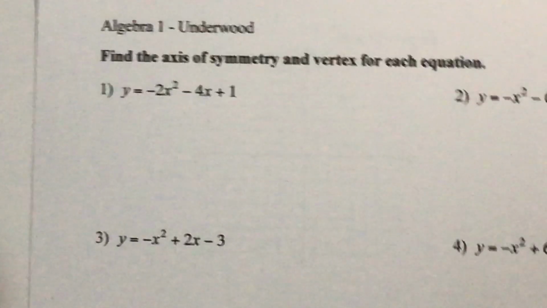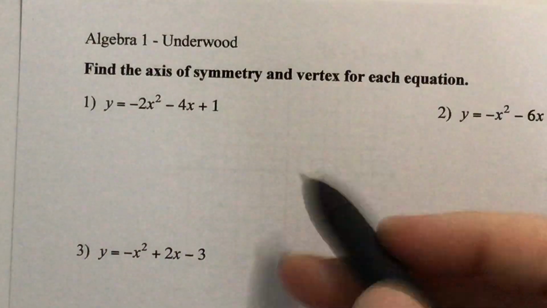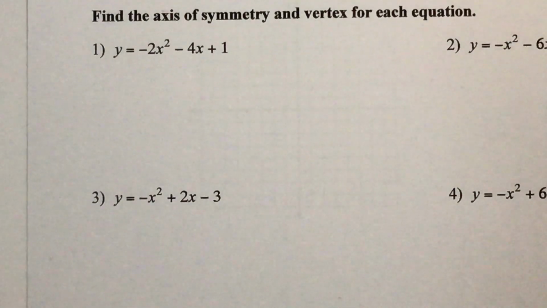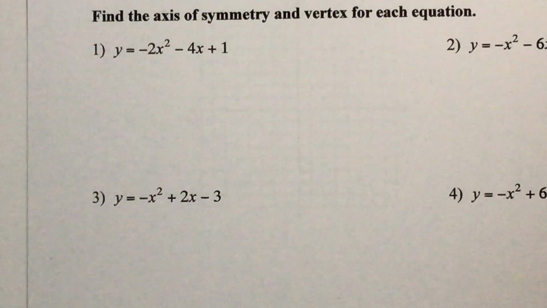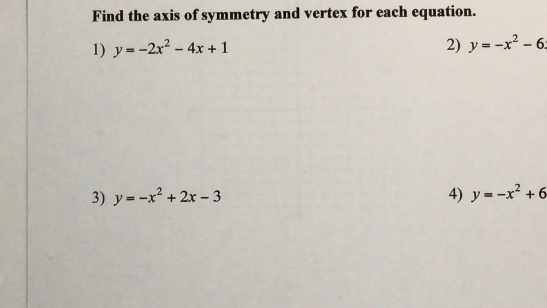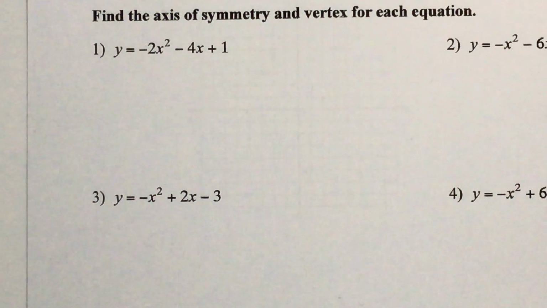All right, so number one here. First, actually these first four problems say find the axis of symmetry and vertex for each equation. If you notice, there are no graphs, so I don't need to be graphing this. The directions don't say to graph it. I just need to find those two pieces of information.